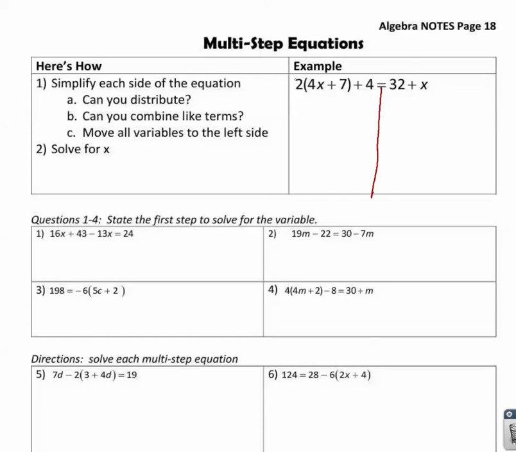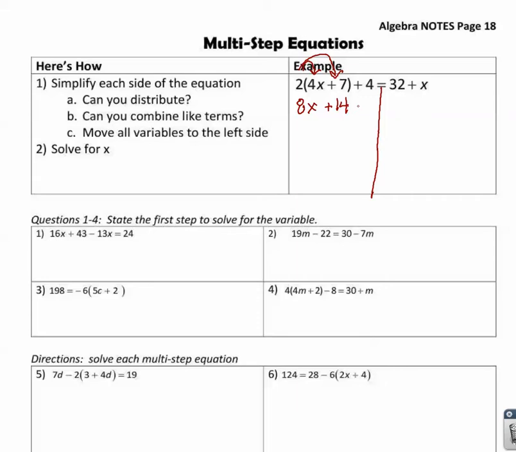is draw my line. Now I need to get rid of my parentheses. Remember, I get rid of my parentheses by distributing. You want to take the number on the outside and multiply it times each value on the inside. So 2 times 4x is 8x. 2 times 7 is 14. So it'd be 8x plus 14.